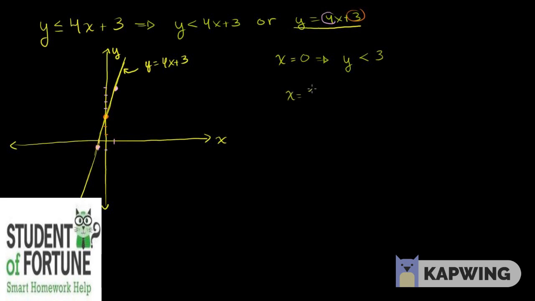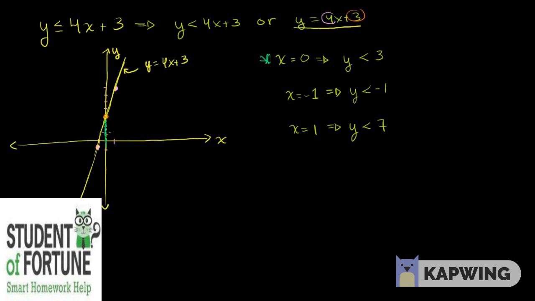When x is equal to negative 1, what is this telling us? 4 times negative 1 is negative 4, plus 3 is negative 1. y would be less than negative 1. When x is equal to 1, 4 times 1 is 4, plus 3 is 7. So y is going to be less than 7. So let's at least try to plot these. When x is equal to 0, y is less than 3.